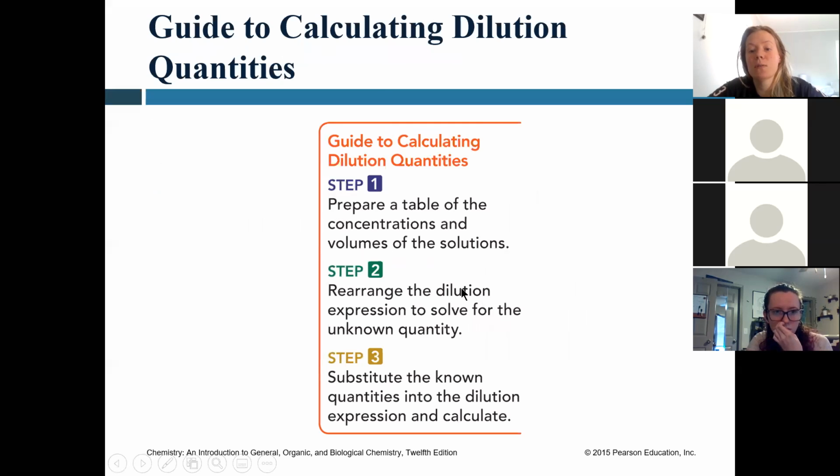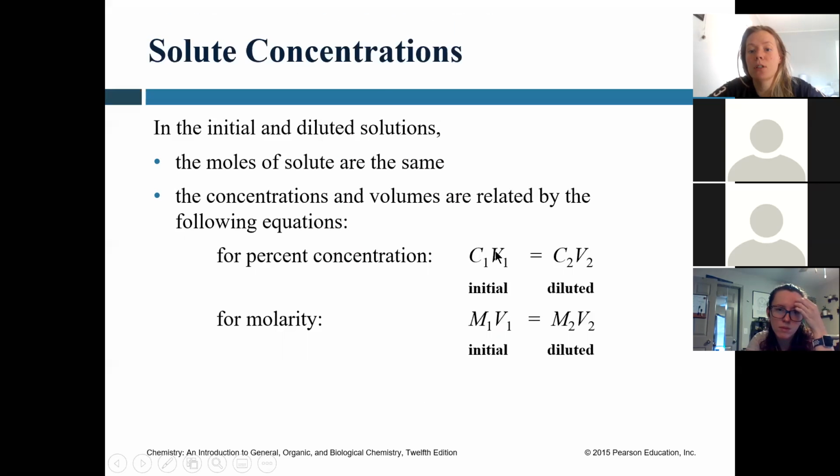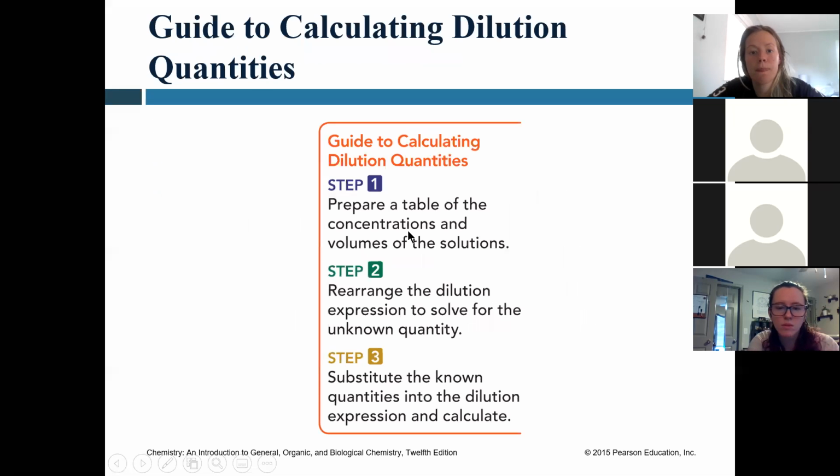So how do we work with this? Well, how many variables do we have? 1, 2, 3, 4. So 4 variables. I'll give you 3 of the 4. You do want to make sure that your units are the same. So if your concentration is in molarity here, it needs to be in molarity here. If your volume is in liters, the other volume needs to be in liters as well.